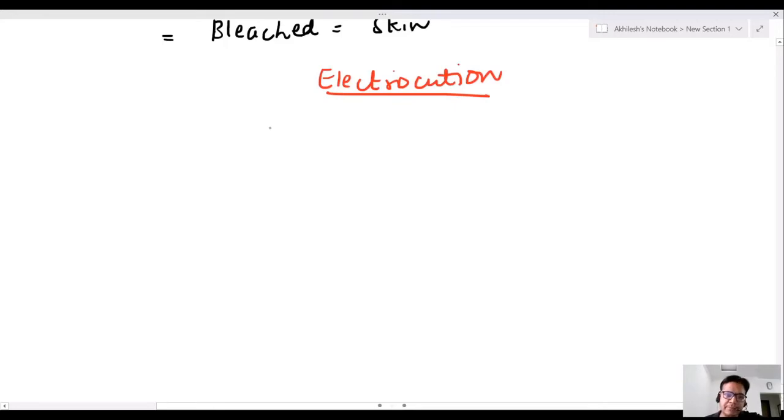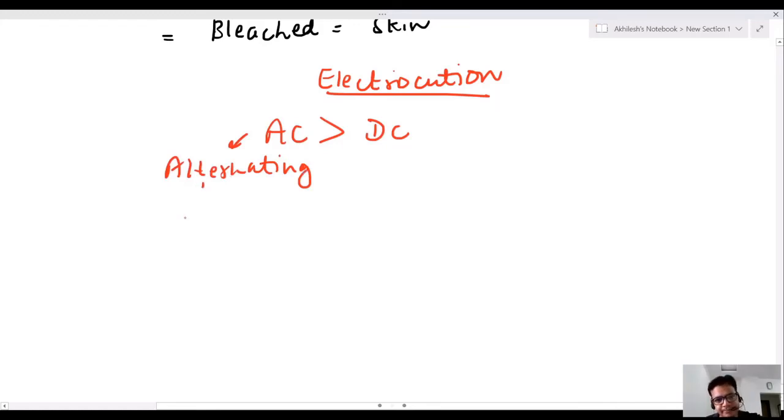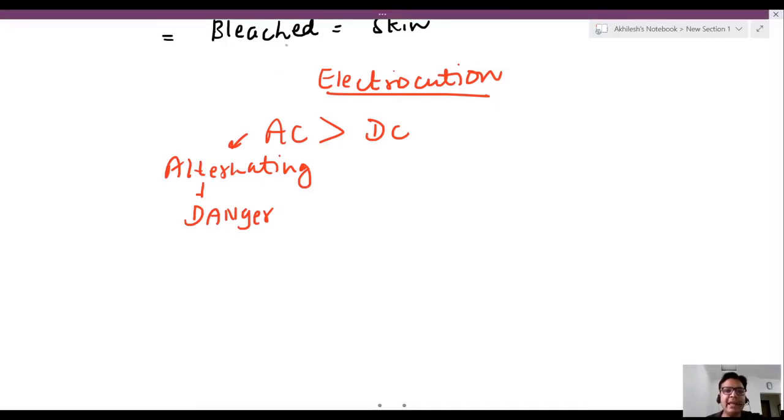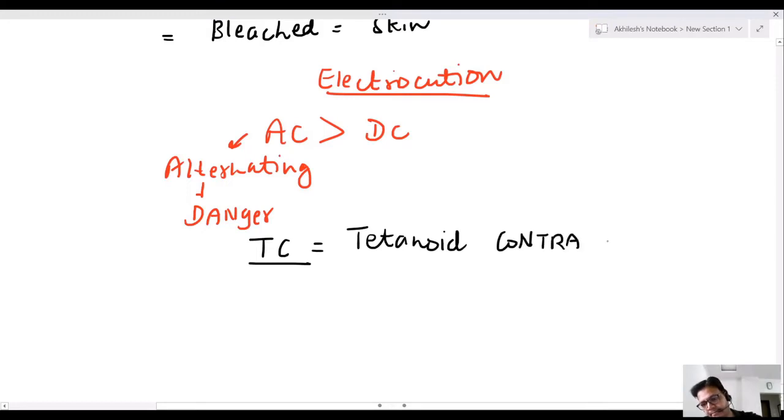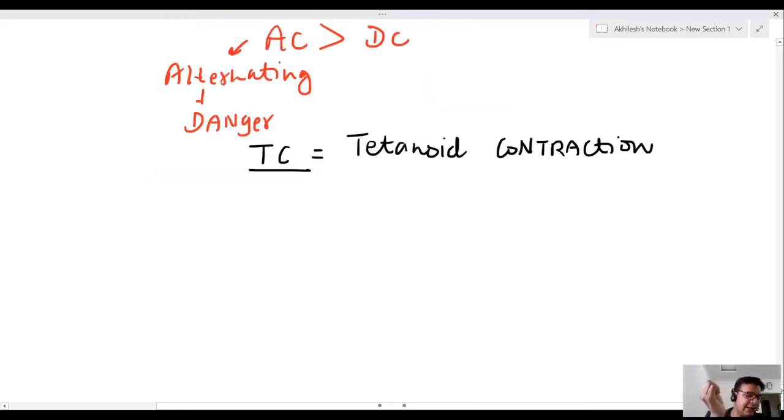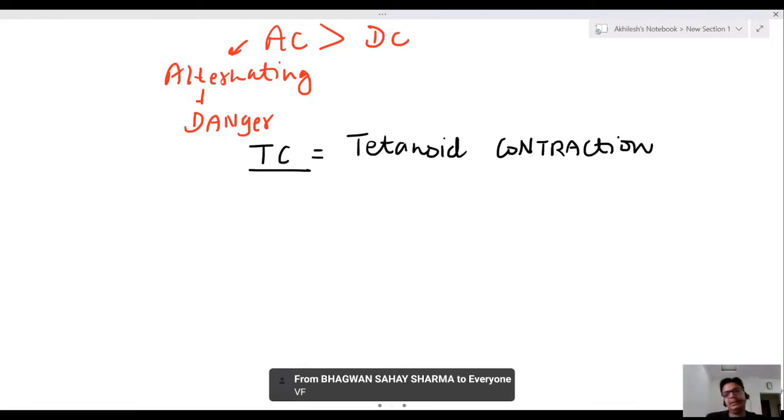Electrocution. Sir, AC is more dangerous than DC. What is AC? Alternating current. Alternating current is more dangerous than direct current. Why? The reason is, AC causes tetanoid contraction. TC is tetanoid contraction. Alternating current is more dangerous than direct current because it causes tetanoid contraction.